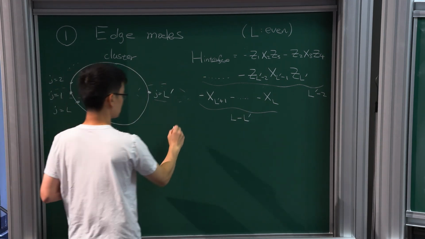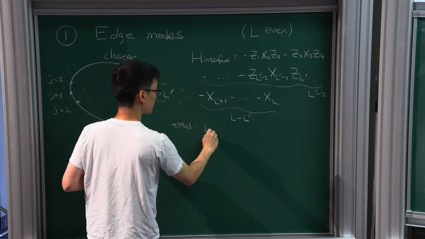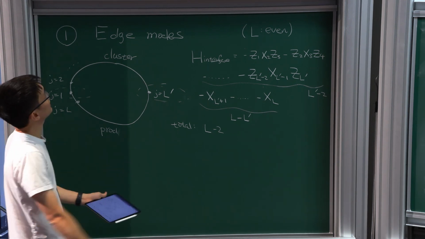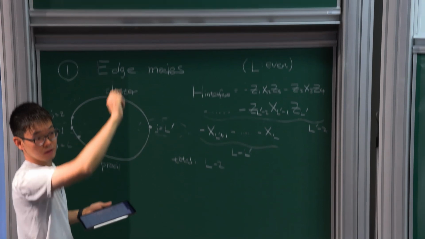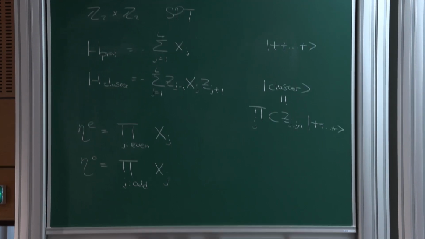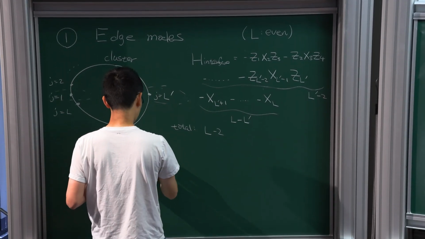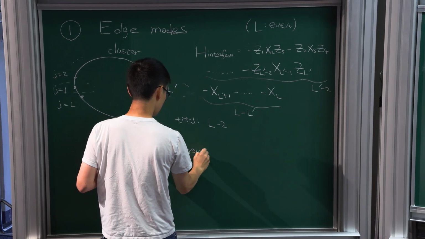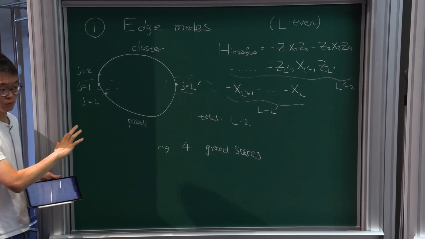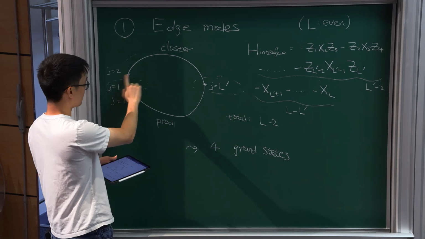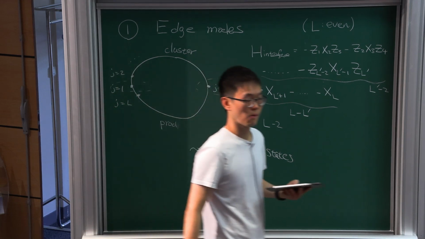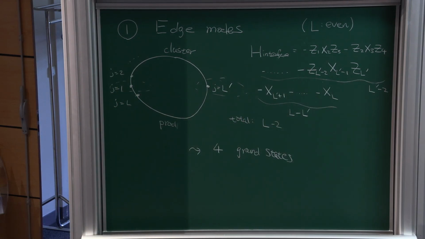So in total, I have L minus 2 commuting Pauli projectors. This is 2 less than the system up there. So I have L qubits, but only L minus 2 constraints. And that leads to 4 ground states. So the interface system has 4 degenerate ground states. You can think about 2 of them localized here, 2 of them localized there, as we will see more explicitly later on. Okay. So it's a very simple system to solve.